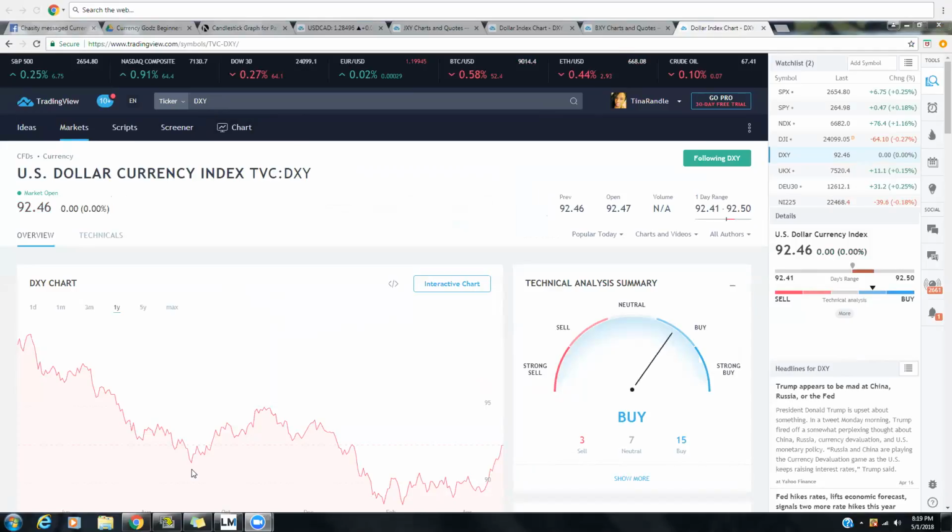You always want to make sure it says currency index. So when we are looking at the index, oh, another thing, I'm glad Debo had said something.